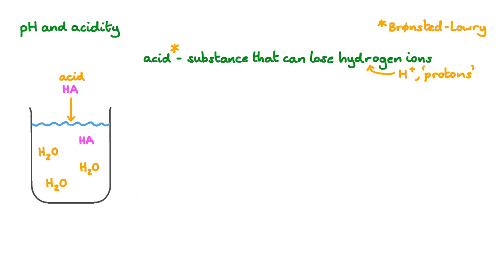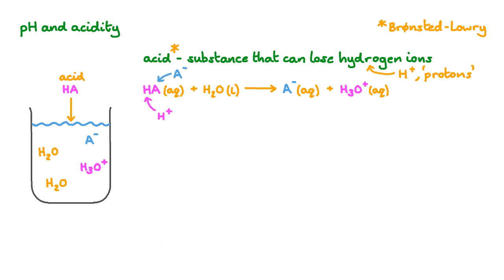Typically, when we add an acid to water, it will dissolve and dissociate, and the hydrogen ion from the acid becomes attached to a water molecule, forming H3O+, otherwise known as the hydronium ion. And we can write the equation like this: HA aqueous plus H2O liquid react to form A- aqueous plus H3O+ aqueous. In this process, the acid is donating a hydrogen ion to a water molecule. The rest of the acid is simply left behind in solution.